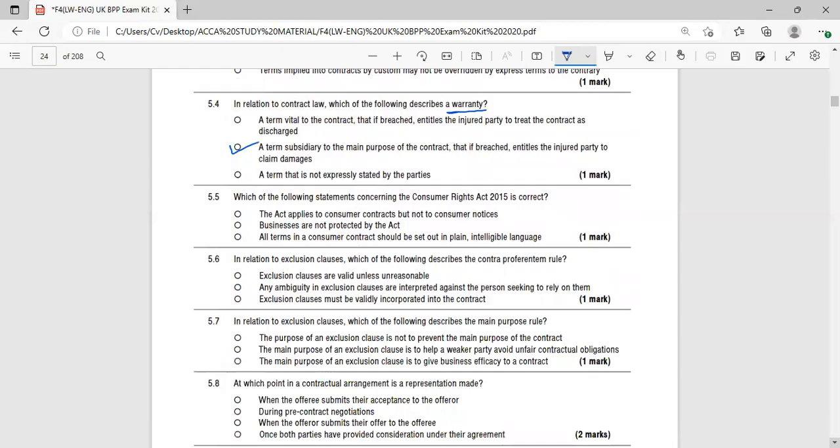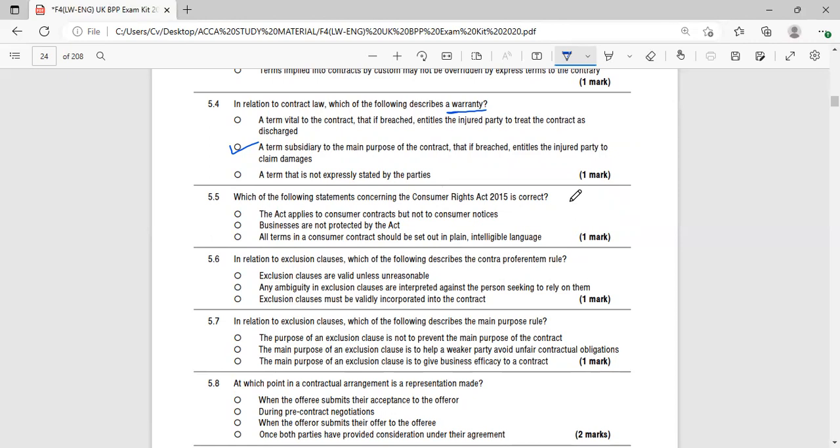Basically, a warranty is a term subsidiary to the main purpose of the contract that if breached entitles the injured party to claim damages. A condition is a term vital to the contract. An implied term is a term that is not expressly stated by the parties. That is an implied term. Then we have: which of those statements concerning the Consumer Rights Act 2015 is correct?